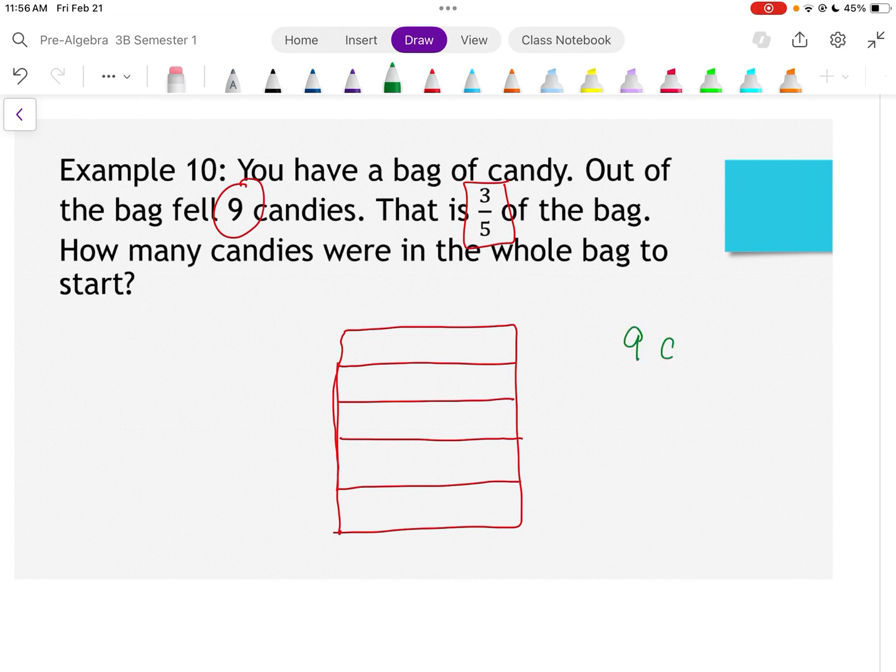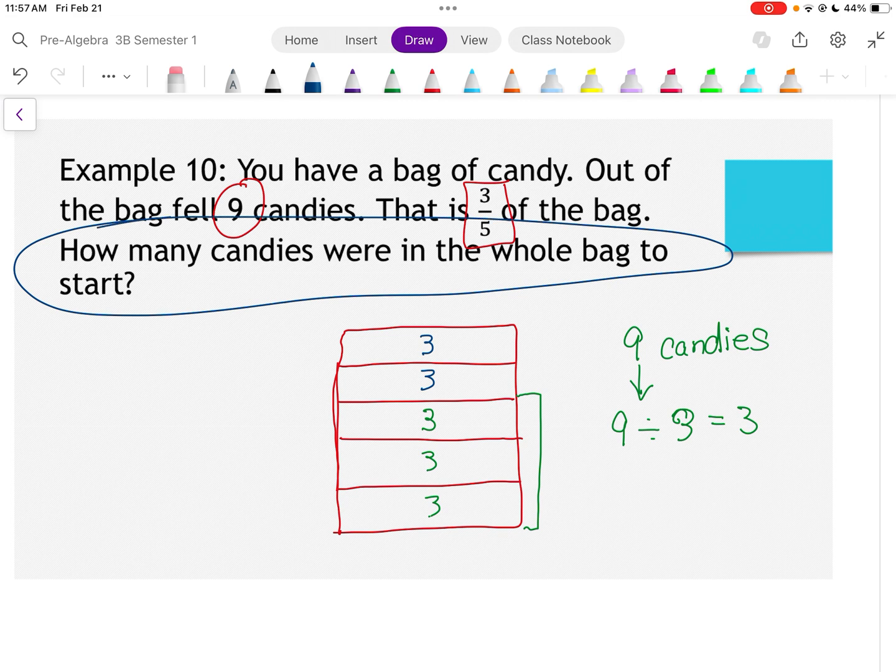And 9 candies need to be split into 3/5. So we're splitting this into 3 parts. So to figure that out, we're going to take 9 divided by 3. That means each of these parts had 3 candies. And remember, with fractions, all of the parts have to be the same. So that means these other parts that are still in the bag also have 3. Then to get the total amount of candies, we will add those up. 3, 6, 9, 12, 15. So in the whole bag, we have 15 candies.